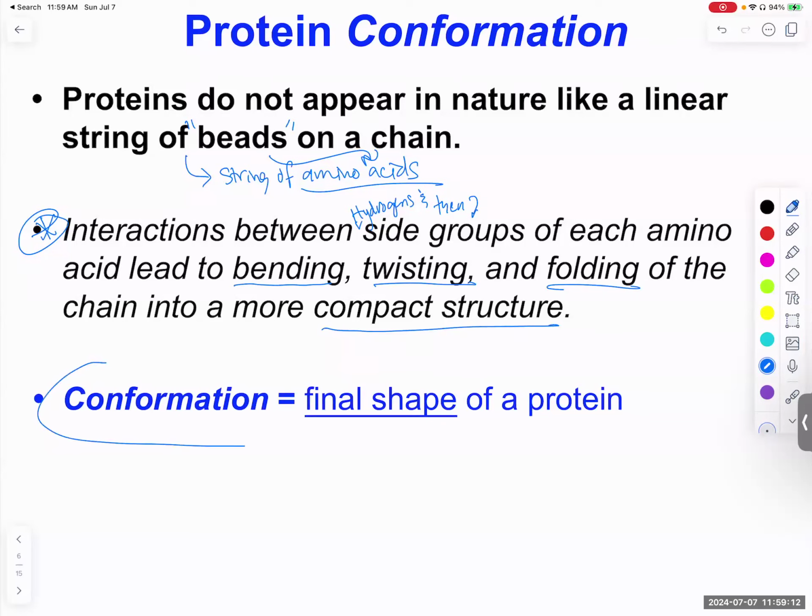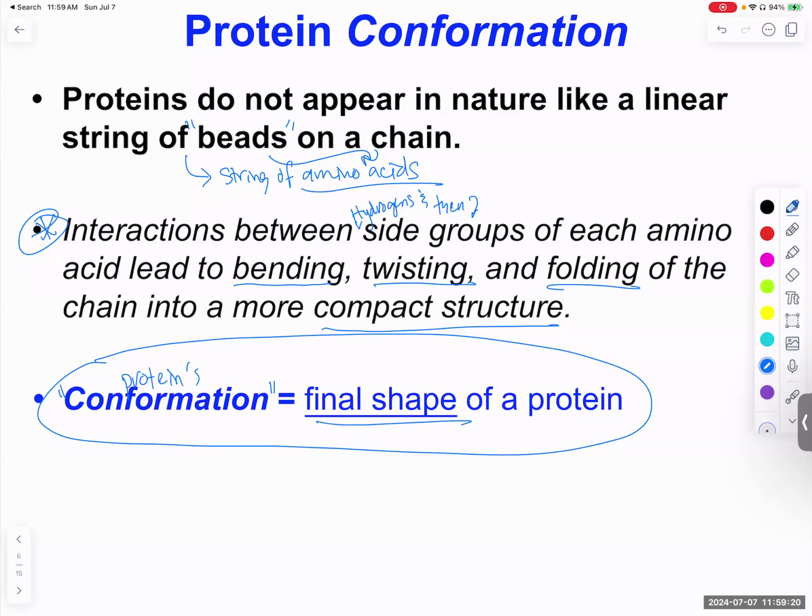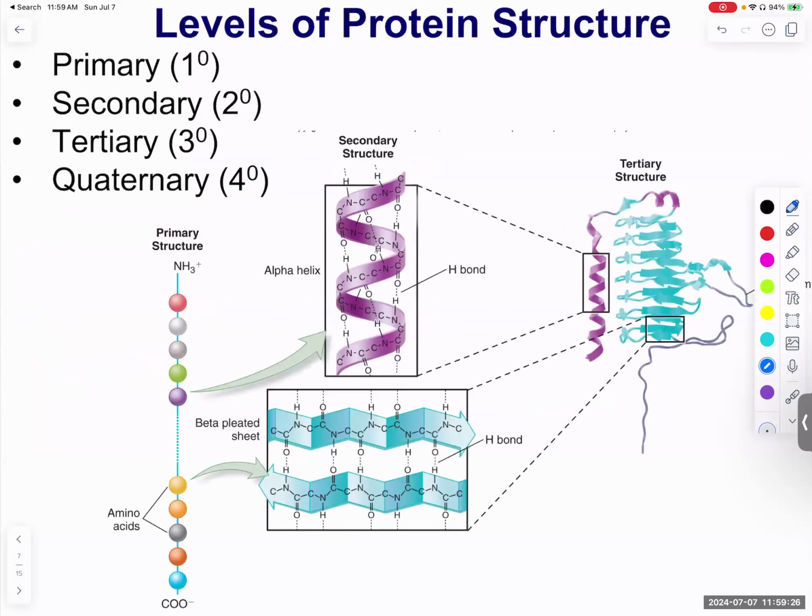And the final shape is called its conformation. So a protein's conformation is its final shape due to all of the bending, folding, twisting. And so levels of protein structure or conformation are the primary structure, the secondary structure, the tertiary structure, and the quaternary.